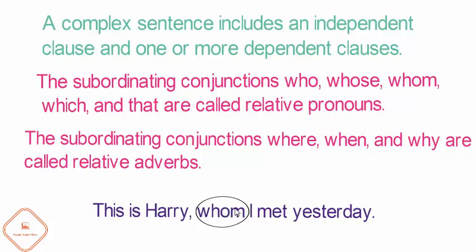That something that it needs is a subject. So, whom I met yesterday is a dependent clause. It has a subject, I, and it has a verb, met, but it cannot be a sentence by itself. And this complete sentence is what we call a complex sentence because it has an independent clause, this is Harry, and a dependent clause, whom I met yesterday.